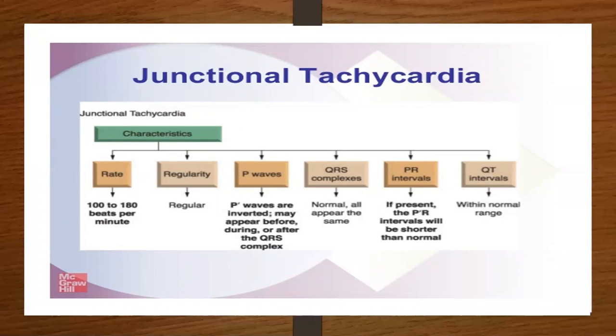Junctional tachycardia, your rate's going to be between 100 to 180. We know anything with tachycardia is greater than 100. The regularity is usually regular, and your P wave can be inverted, appear before or during or after your QRS. Your QRS complex is normal, and your PR interval, if present, will be shorter than normal, but your QT interval will be within the normal range.